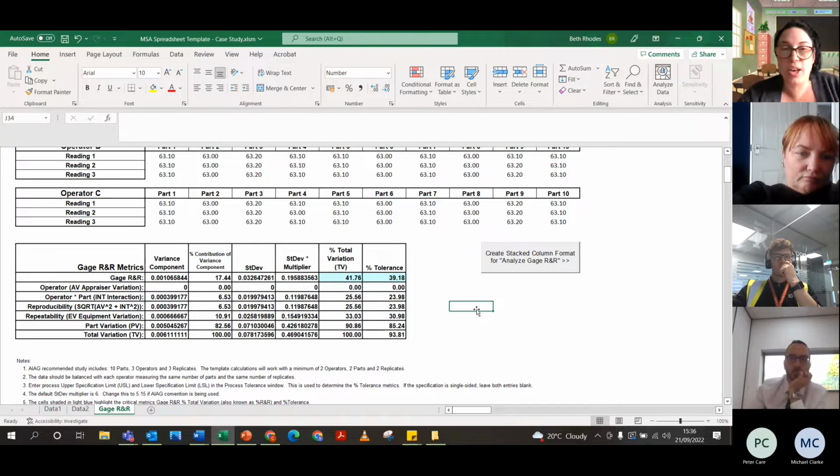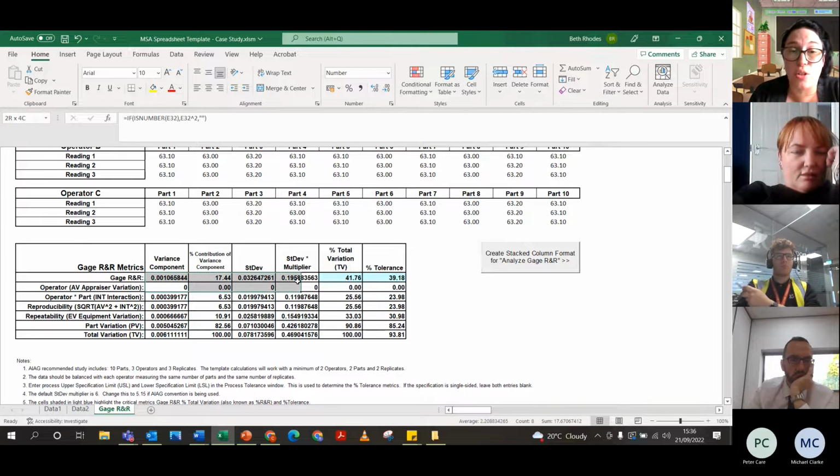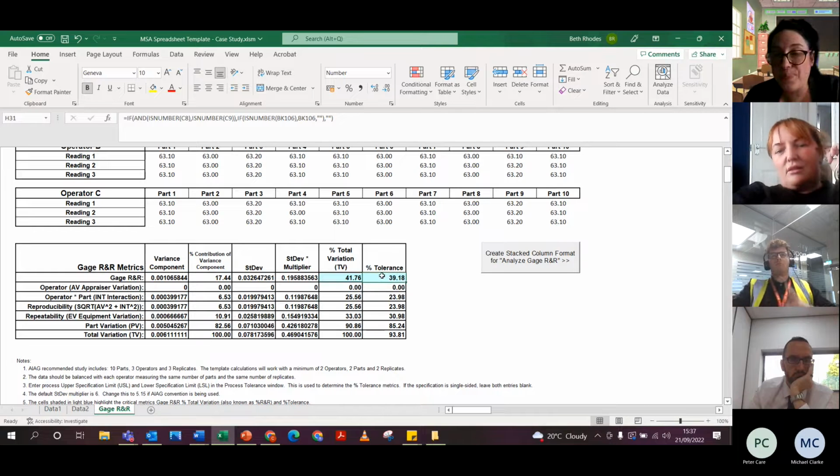So what's the first thing you can see, guys? There's no variation on appraiser. Is this because the measurements weren't taken randomly in order? They were done in order. Yes.